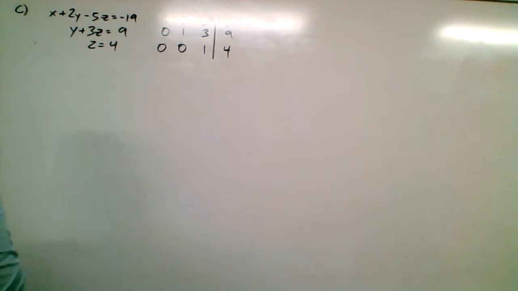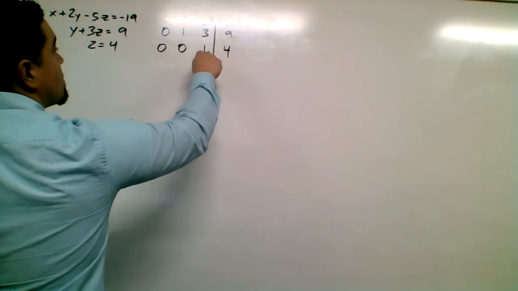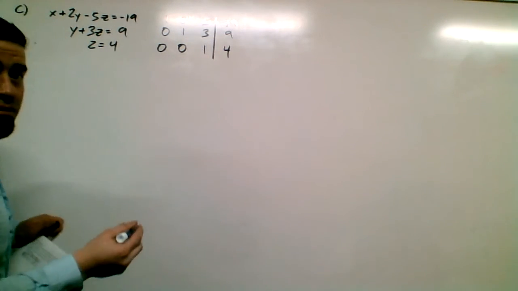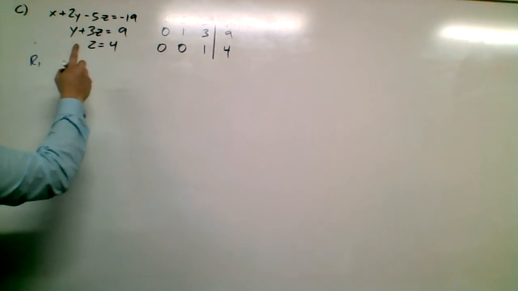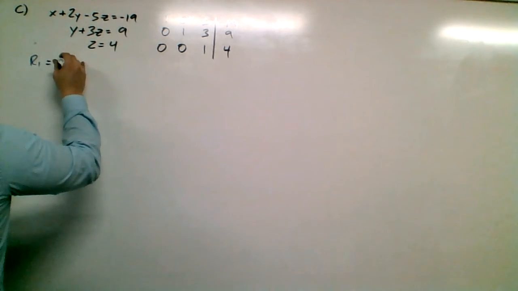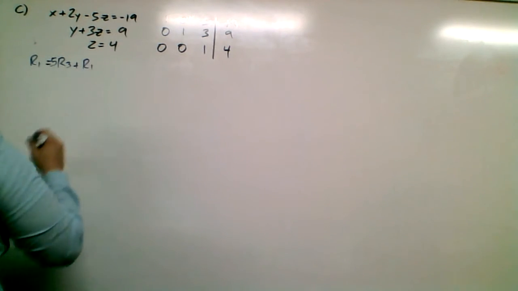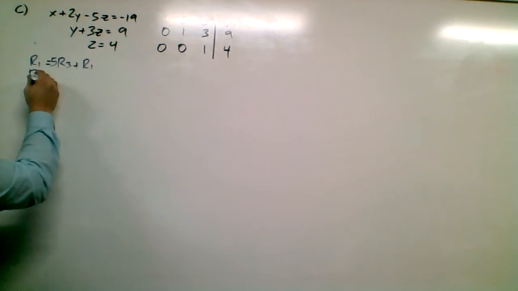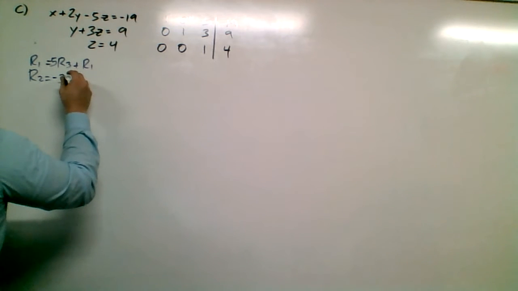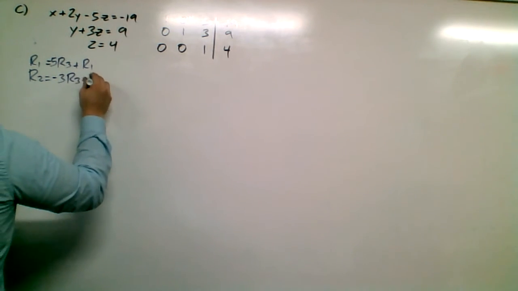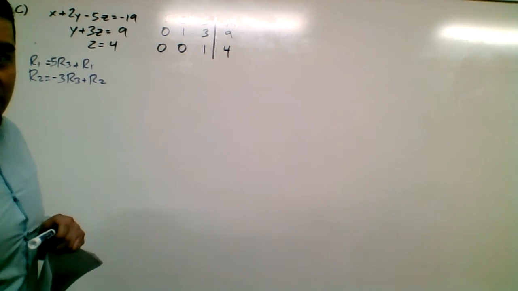So we'll start with trying to clear out, since we already have zeros below the first one and zeros below the second one, we'll start getting zeros above the last one. So I'm going to do the row operation to get rid of the -5. I'm going to multiply row 3 times 5 plus row 1. And then also to get rid of the 3, I'm going to replace row 2 with -3 times row 3 plus row 2. So those are the two operations that I'll be doing in this step.